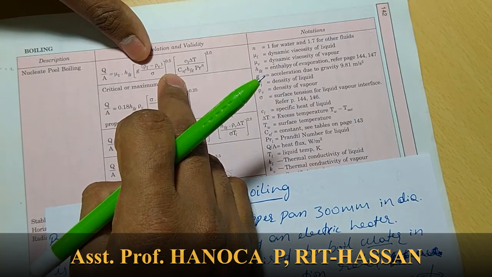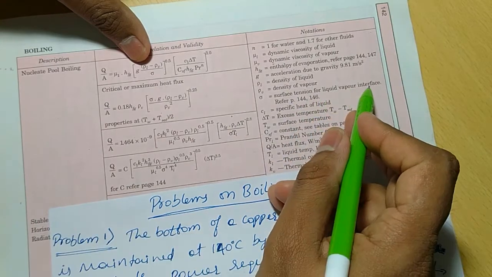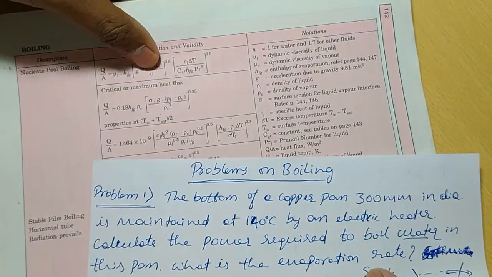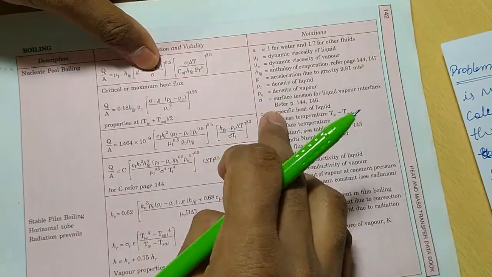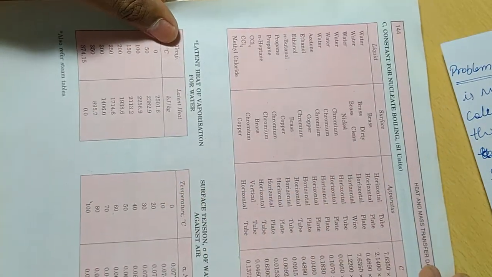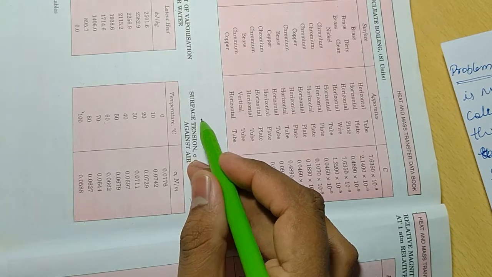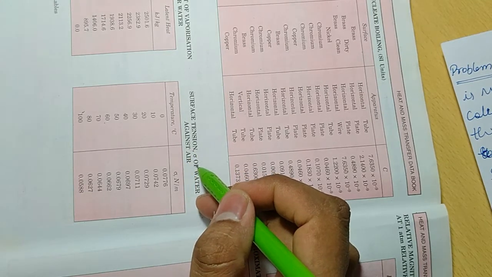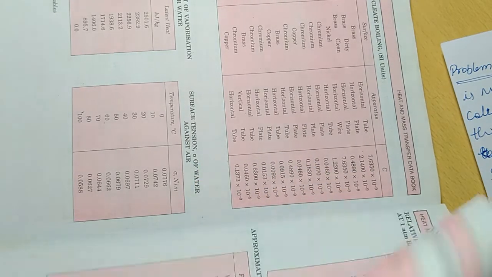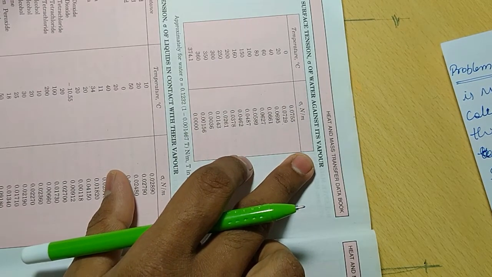Next is sigma and CSF. What is sigma here? Surface tension for the liquid vapor interface. Refer to page number 144 and 146. Now you have to calculate the sigma value, that is in 144 and 146. Here it is 144. Here it is given: surface tension sigma of water against air. Here it is water against its vapor. You have to take this one.